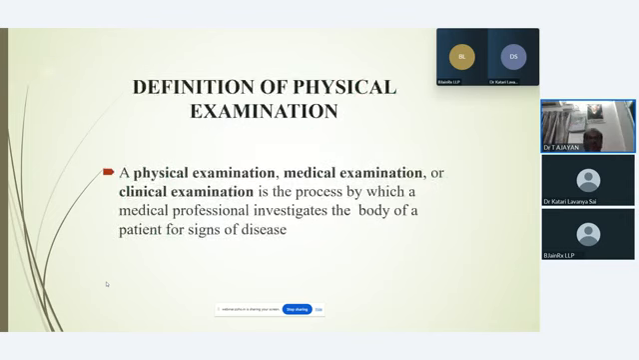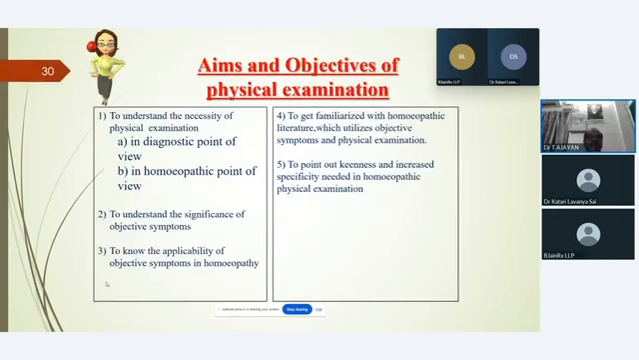You know, physical examination, or medical or clinical examination, is the process by which the medical professional investigates the body of a patient for signs of a disease. The aims and objectives we have already discussed. After collecting the subjective level symptoms, with the help of physical observation, palpation, percussion or auscultation, we trace out the related disease-wise findings. That is the aim and objective of our physical examination.